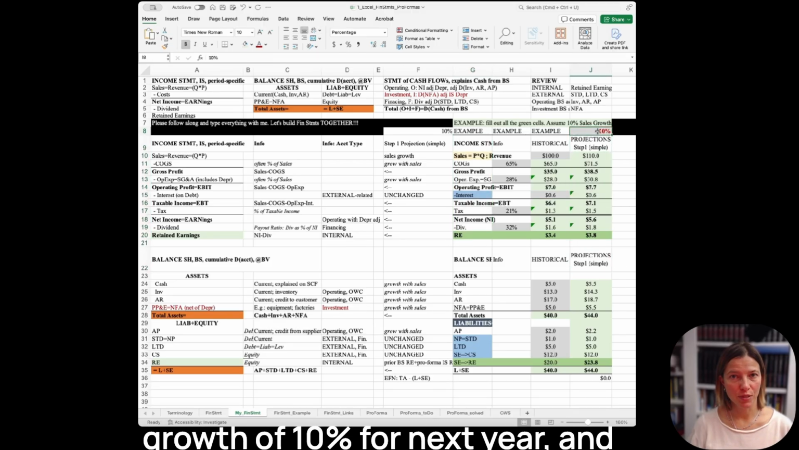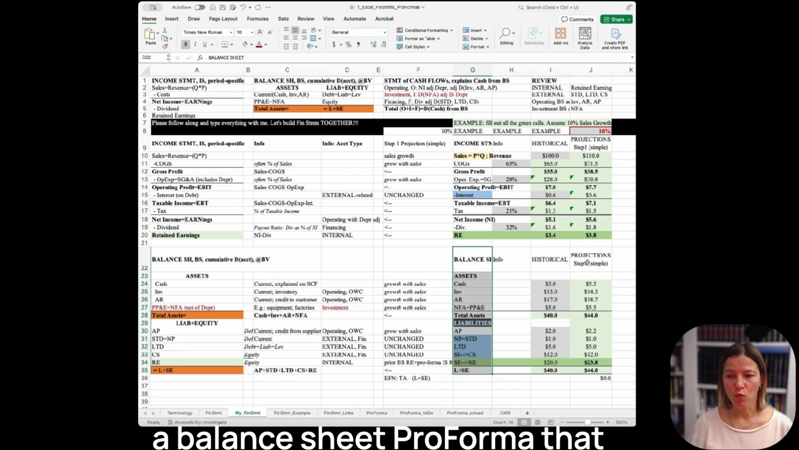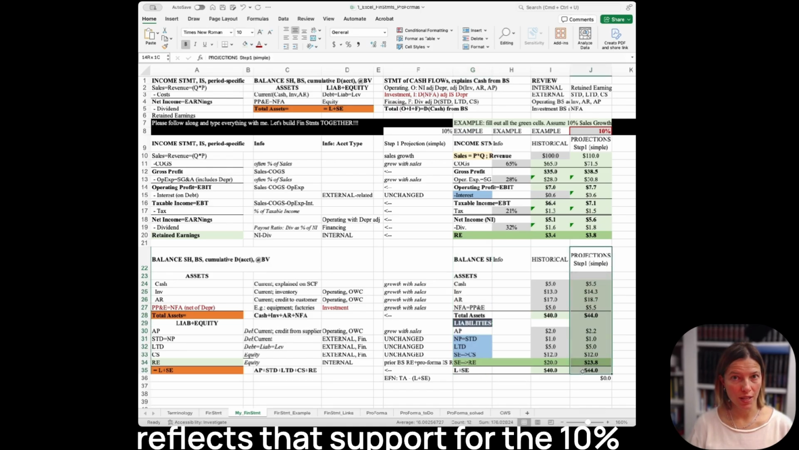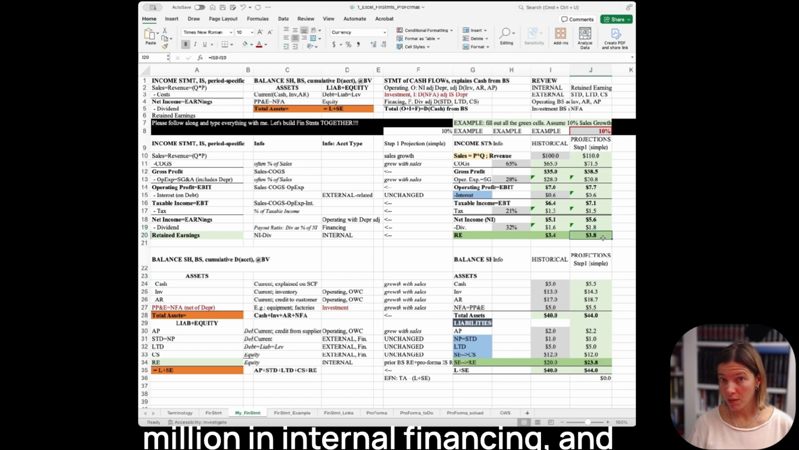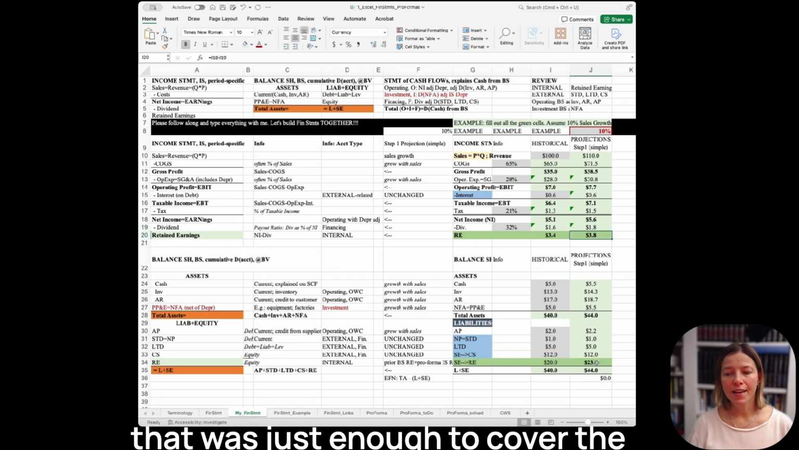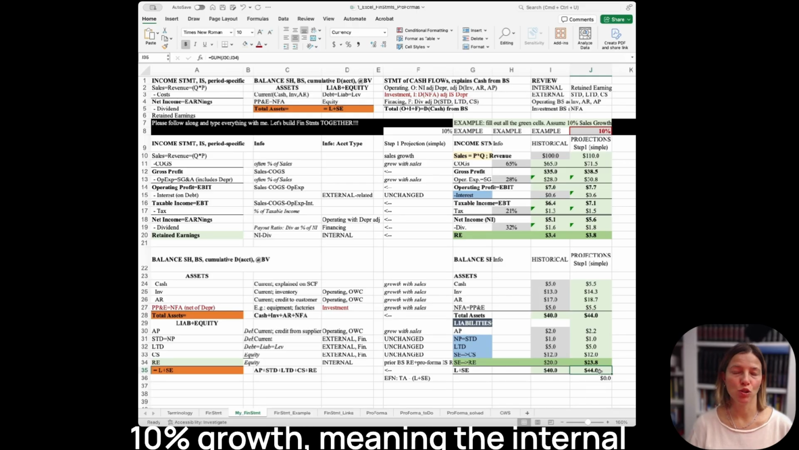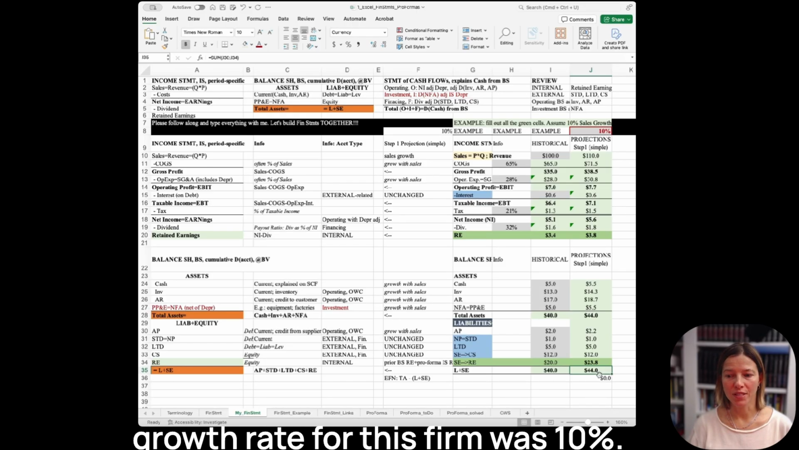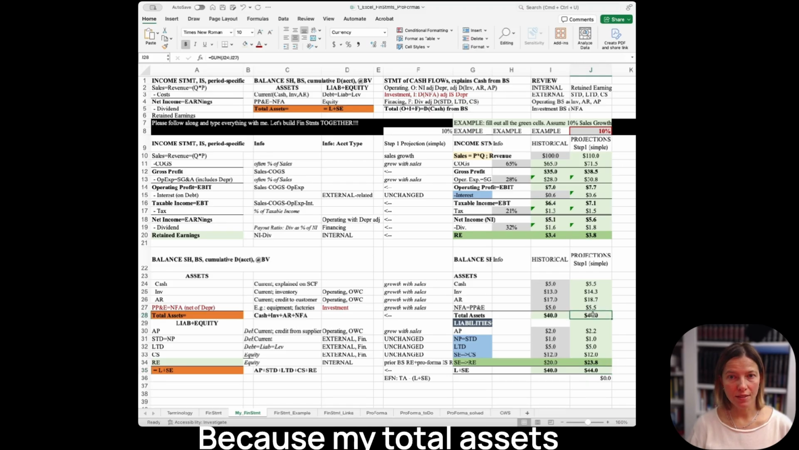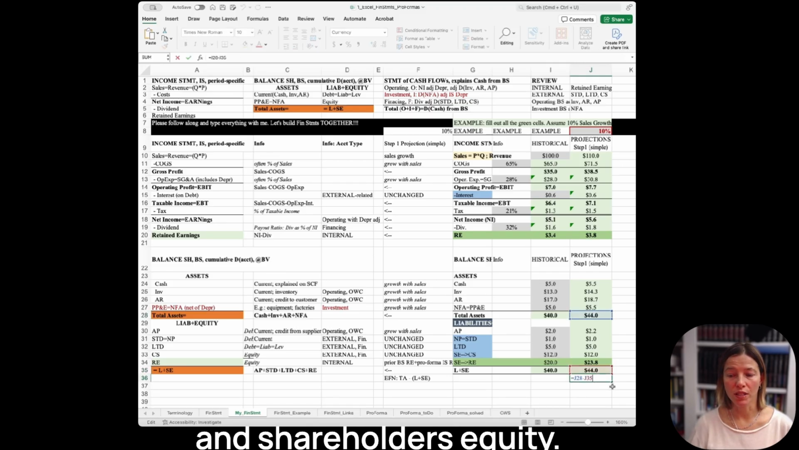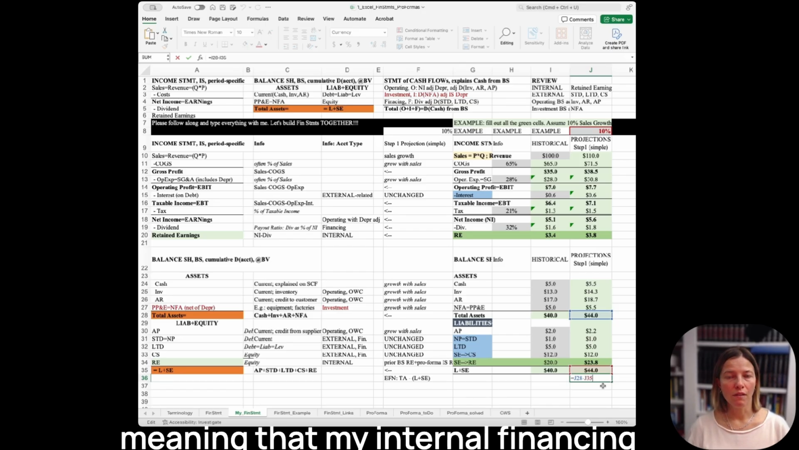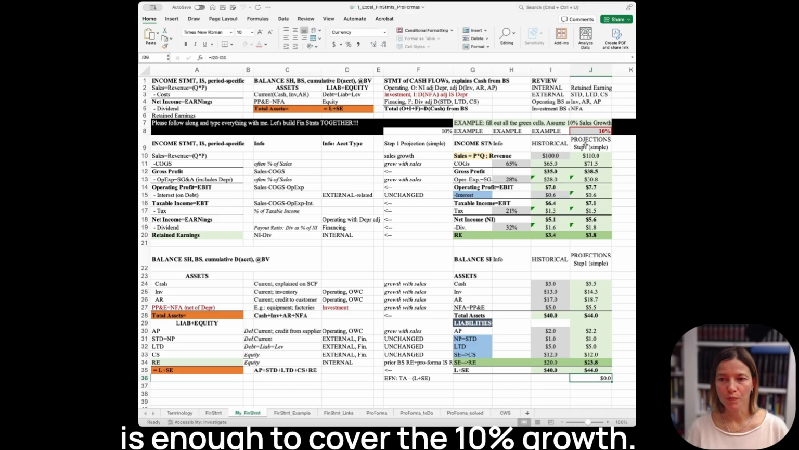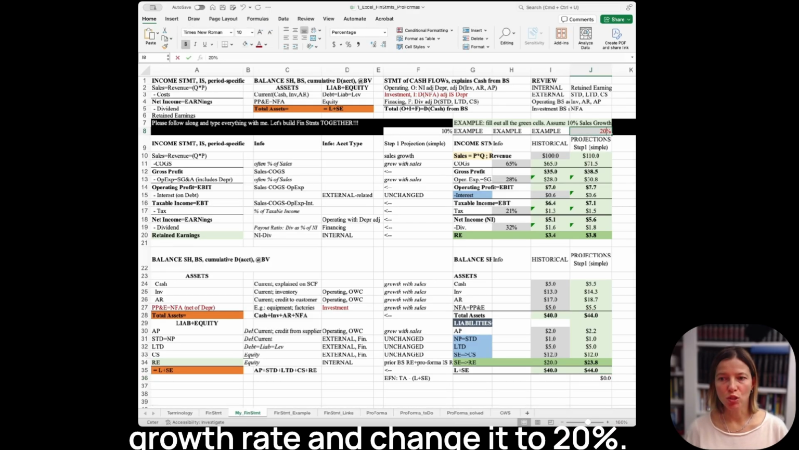In our previous example, you created an income statement pro forma right here, assuming a growth of 10% for next year, and a balance sheet pro forma that reflects that support for the 10% growth in sales for next year. And the firm generated $3.8 million in internal financing, and that was just enough to cover the 10% growth, meaning the internal growth rate for this firm was 10%. How do I know that? Because my total assets next year equals liabilities and shareholders' equity. There is no difference between the two in my next year projection, meaning that my internal financing is enough to cover the 10% growth.